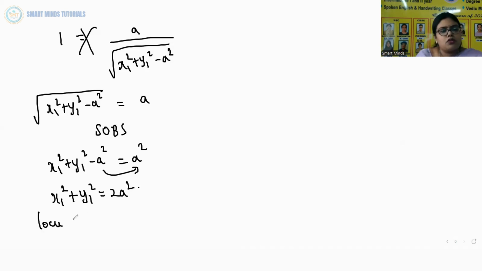Now what is the locus of P? Now you replace x1 and y1 with x and y. So the locus is x square plus y square is equal to 2a square.